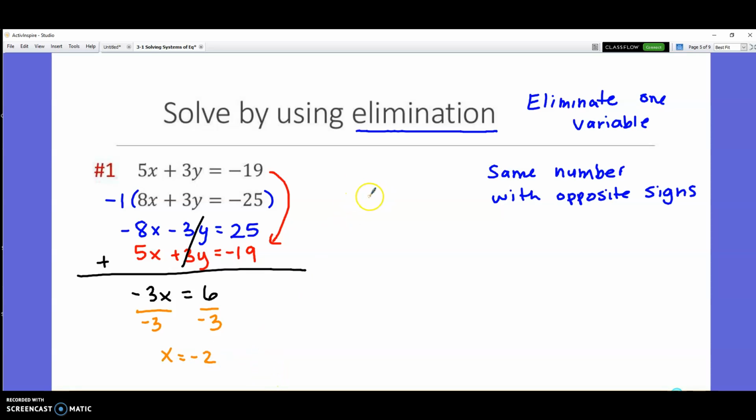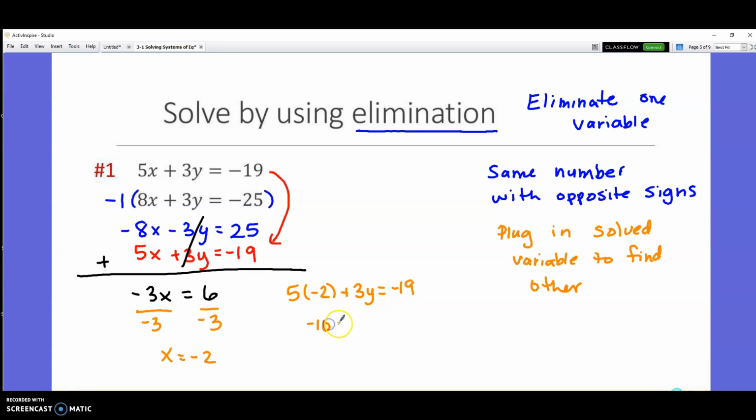Now, since this is a system, I need to know both x and y. So to get y, plug in your solved variable to find the other. So I can plug this into the first equation or the second one. It does not matter. I'm going to plug it into the first one. 5 times -2. Now I know what x is. x is -2, plus 3y equals -19. And then you solve for y.